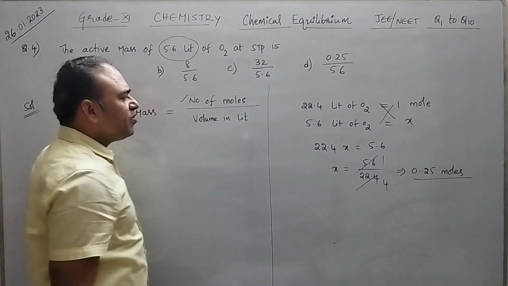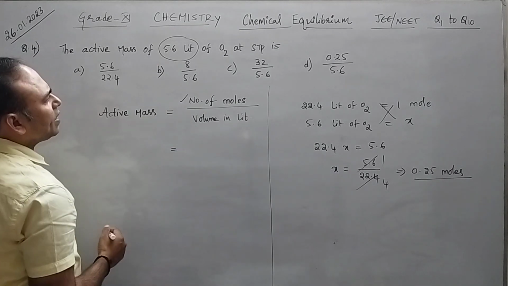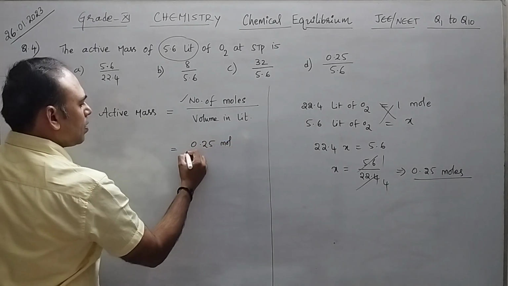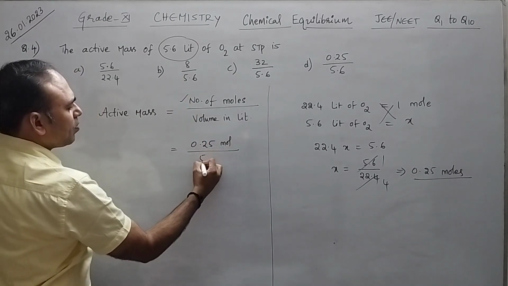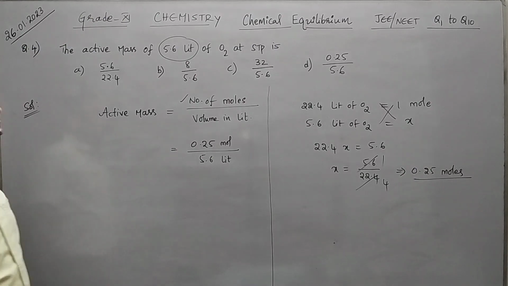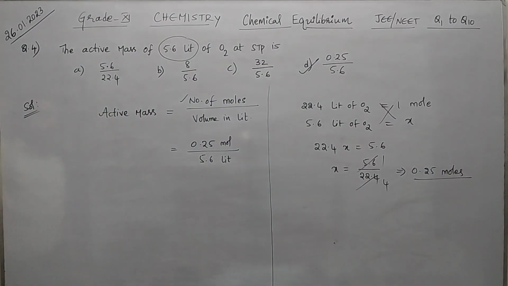So the number of moles we got, and you know the volume in liters. On substitution, what do you get? Number of moles is 0.25 moles and volume in liters is 5.6 liters. This will be your active mass. So option D is the right answer. Hope you have understood this. Copy the answer and let's move to question number 5.